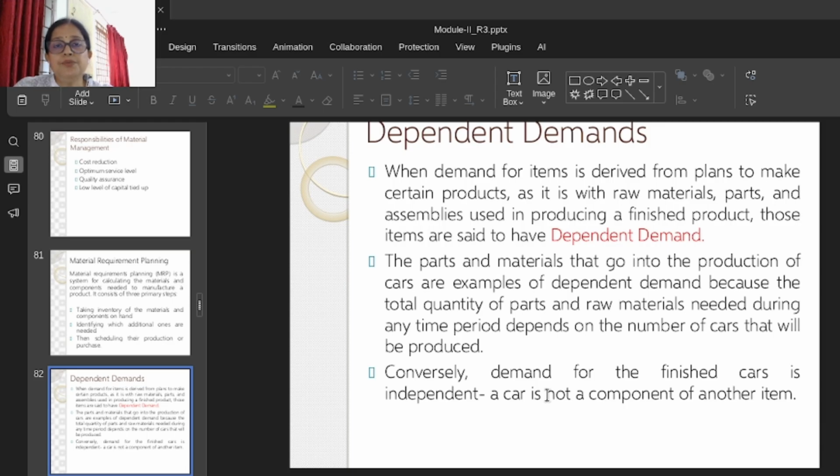So when we make a plan for the dependent demand, that is done with the bill of materials. Bill of material is all about planning the dependent demand, and bill of material is the input to the MRP.